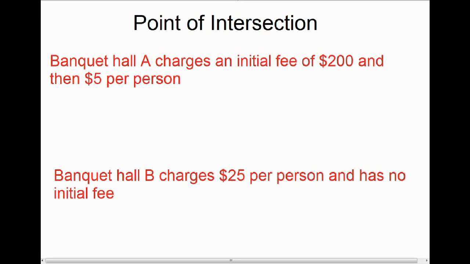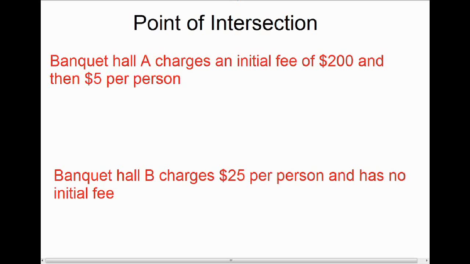The next thing we're going to talk about in analytic geometry is what's called the point of intersection. And in order to do that, we're going to explore a couple of real-life examples here of linear relations. So the first example here is where we've got a banquet hall that we're renting. And the first banquet hall charges an initial fee of $200 and then $5 per person.